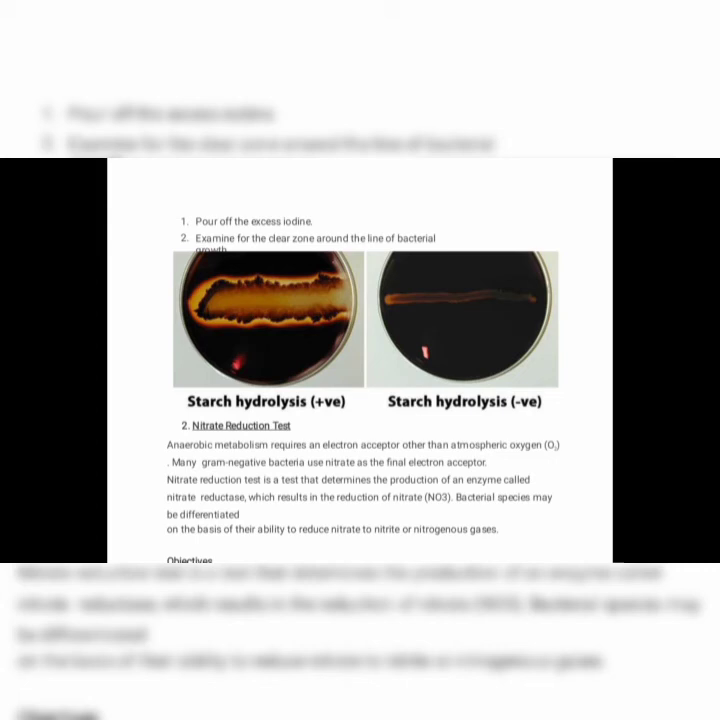So the objective of the starch hydrolysis test is to differentiate between those bacteria which can hydrolyze starch. Meaning to say, those bacteria which contain amylase and oligo 1,6 glucosidase.